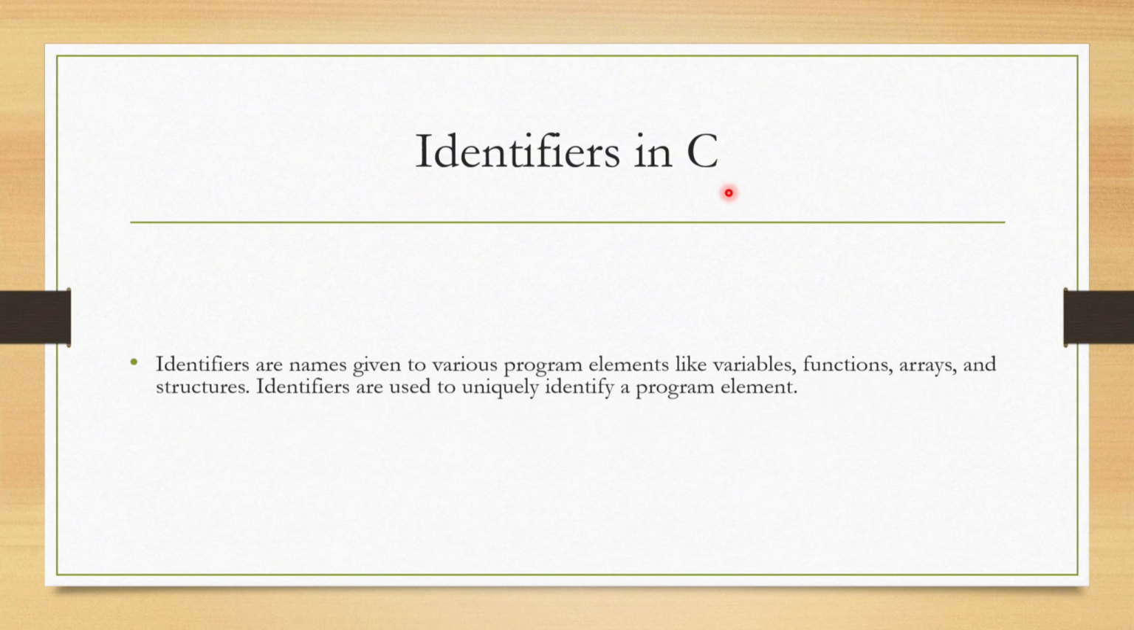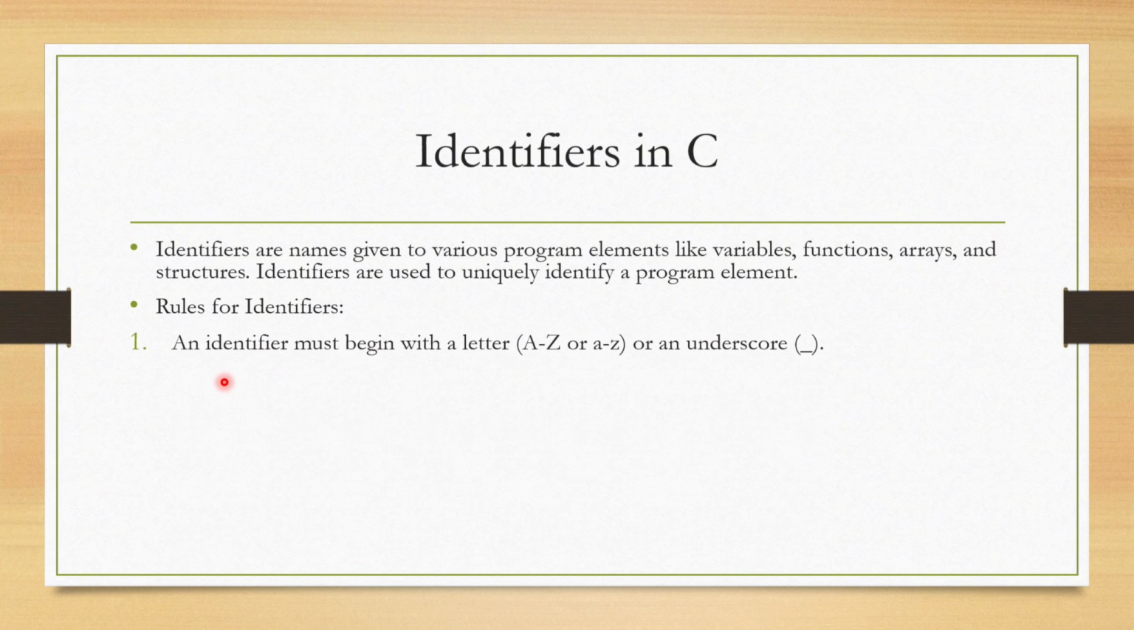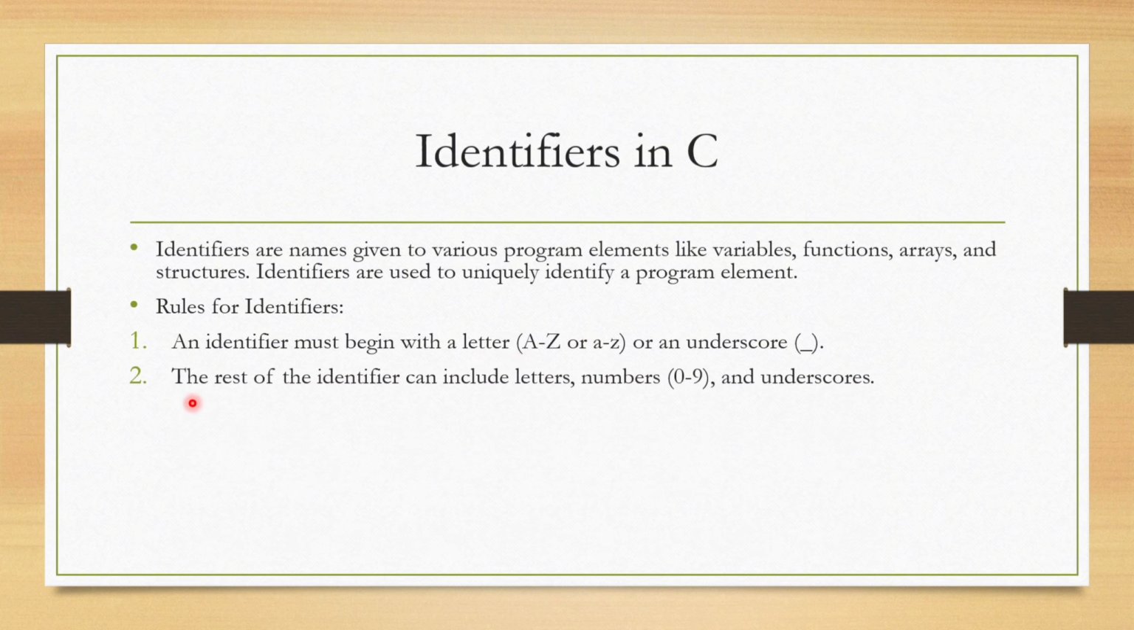Identifiers in C. Identifiers are the names given to the various program elements like variables, functions, arrays, and structures. Identifiers are used to uniquely identify the program elements. Rules of identifiers. An identifier must begin with a letter or an underscore. The identifier must not begin with numbers or special characters. The rest of the identifier can include letters, numbers, and underscores.